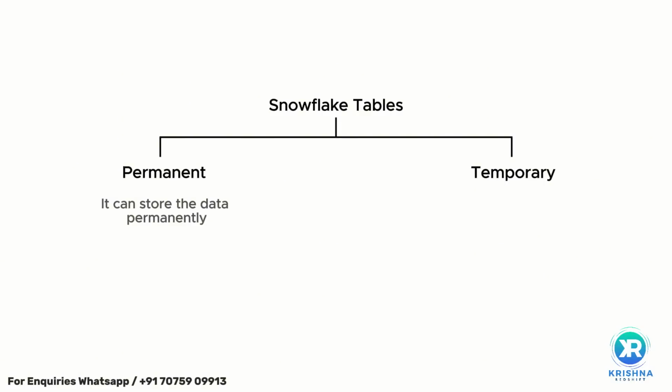So obviously, in our production or in our work, if you want to have data permanently, that must be a permanent table. Then the other type is temporary. Temporary tables are classified into two types, temporary and transient. Both are temporary. I will tell you what is the difference.